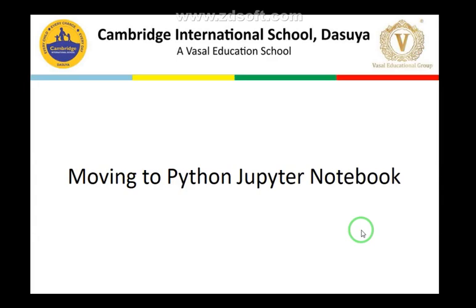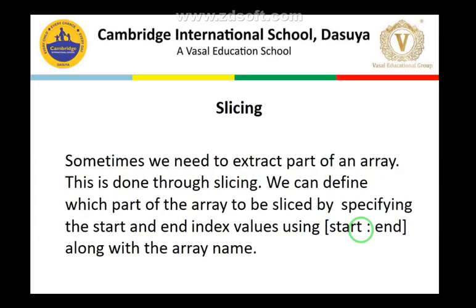coming back to the PPT, students, our next topic is slicing. So slicing is also a very important part. Slicing means to cut down something, or in other words, a subset or part of a bigger thing. So sometimes we need to extract part of an array. This is done through slicing.